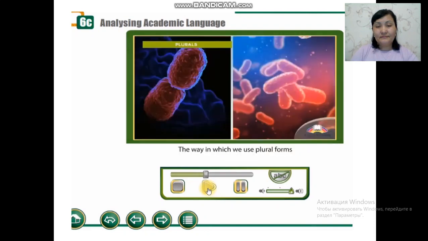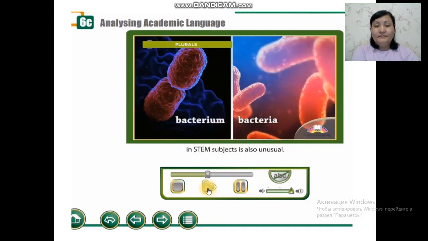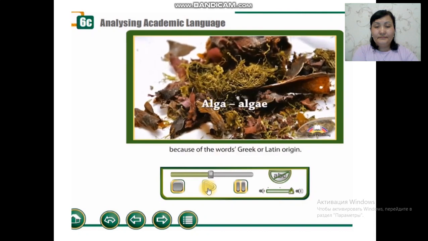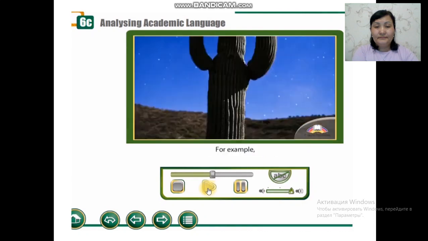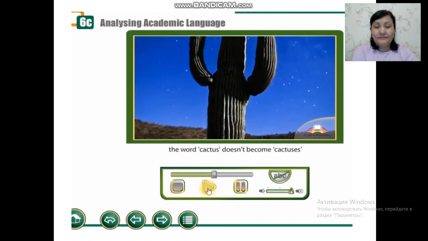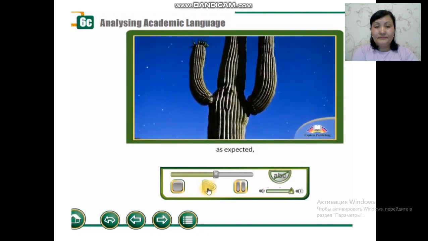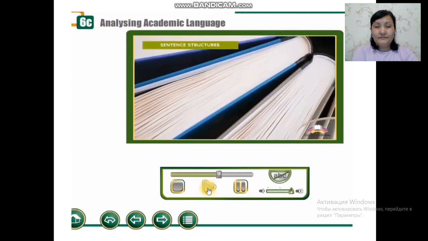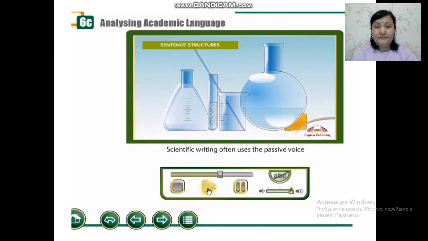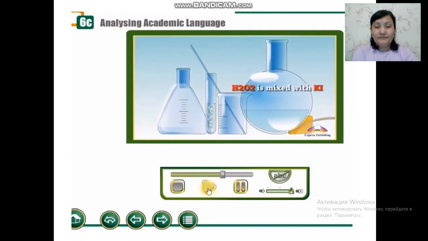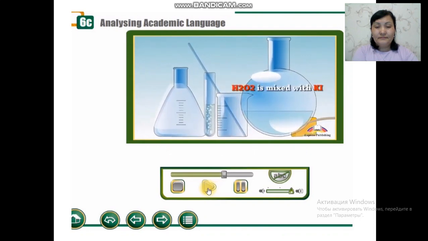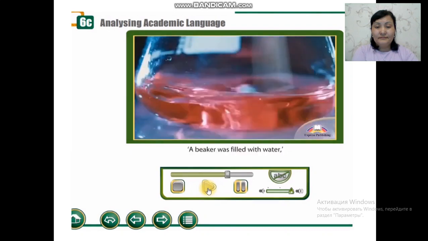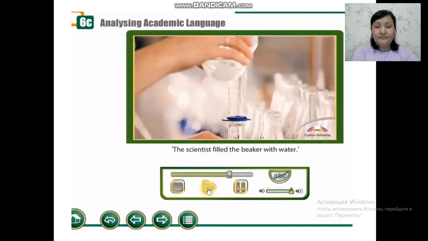Plurals. The way in which we use plural forms in STEM subjects is also unusual. We often encounter irregular plurals because of the word's Greek or Latin origin. For example, the word cactus doesn't become cactuses, as expected, but instead becomes cacti. Sentence structures. Scientific writing often uses the passive voice to give importance to actions, rather than the person who performed them. For example, we would use the sentence, "A beaker was filled with water," rather than, "The scientist filled a beaker with water."